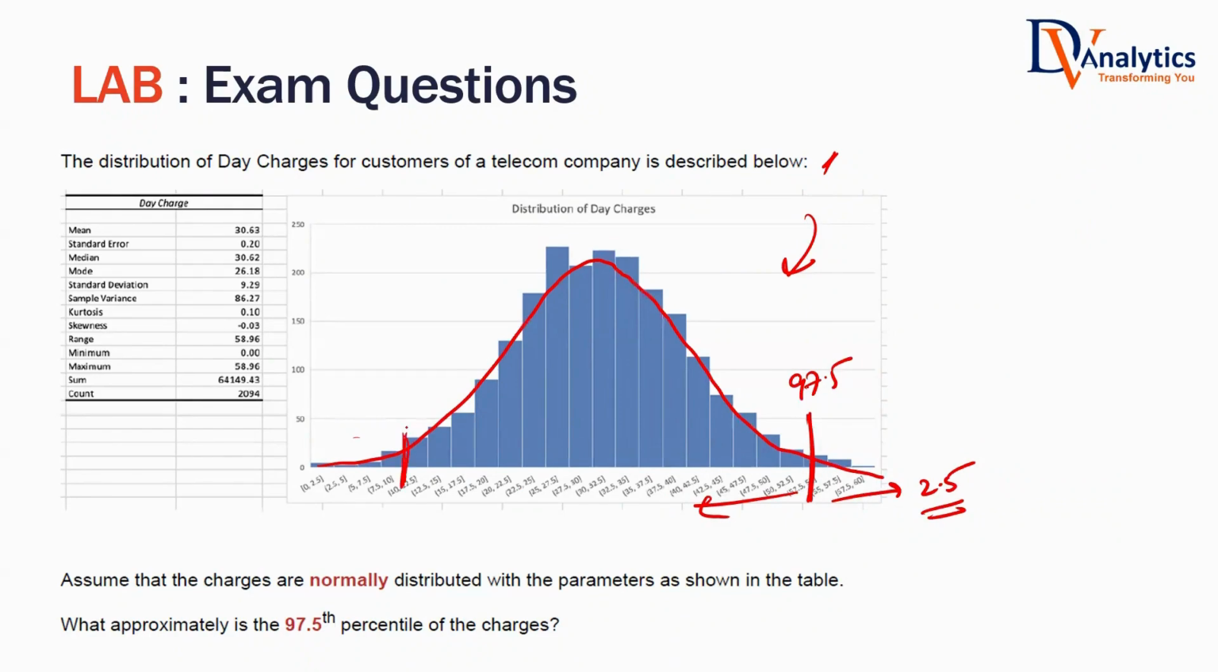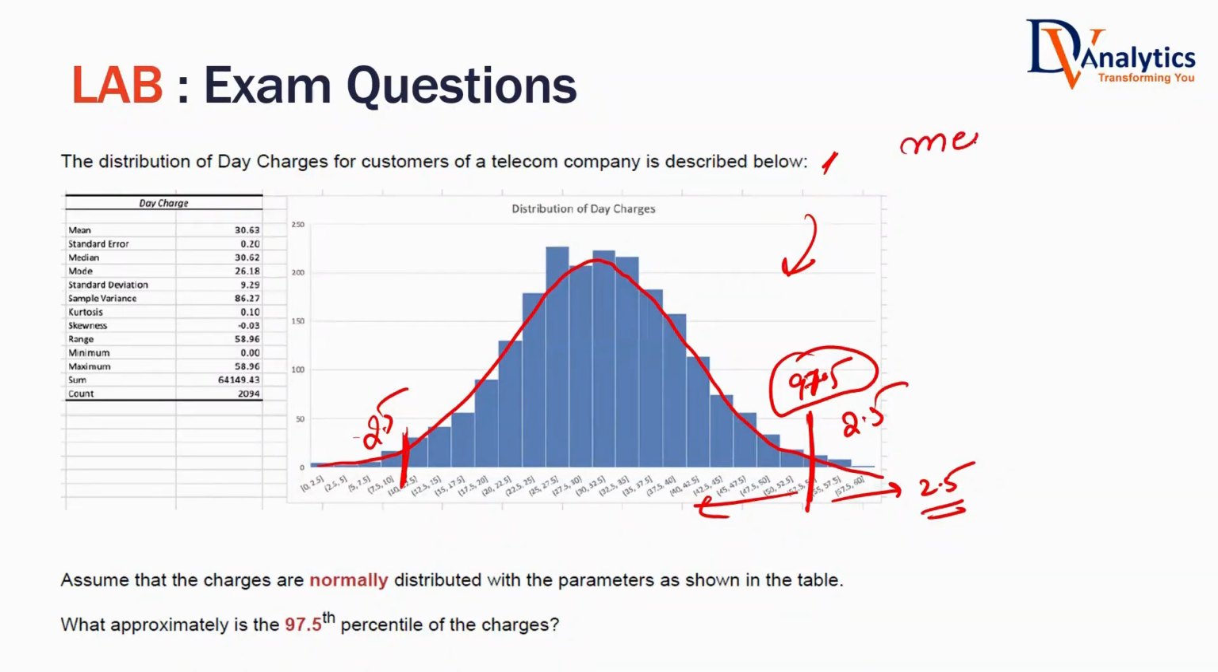Middle 95. Middle 95 means how much is left? 5, isn't it? And it is symmetric. Here there will be 2.5%, and here there will be 2.5%. Can you tell me what will be the 97.5 percentile value if it is normally distributed? What will be exactly that value?